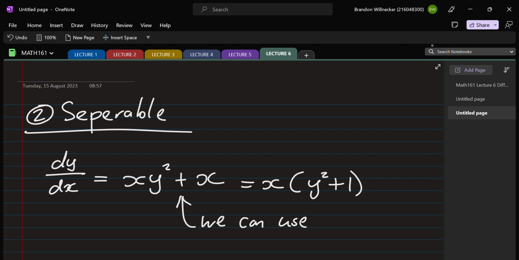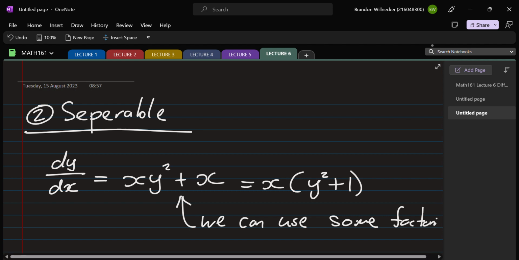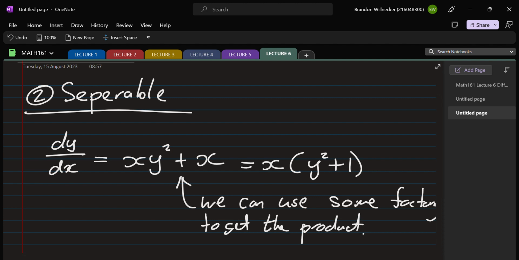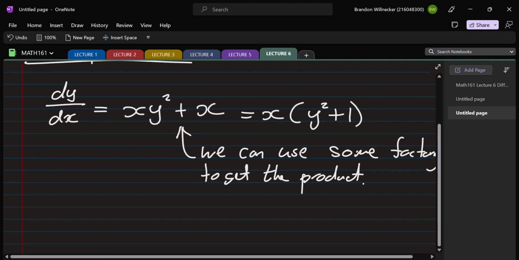So we can use some factoring to get the product. Okay, so sometimes we need to do a little bit more work to see what type of method we need to use. Okay, so now we're going to take all the x terms to one side, the y terms to another side, and then integrate.